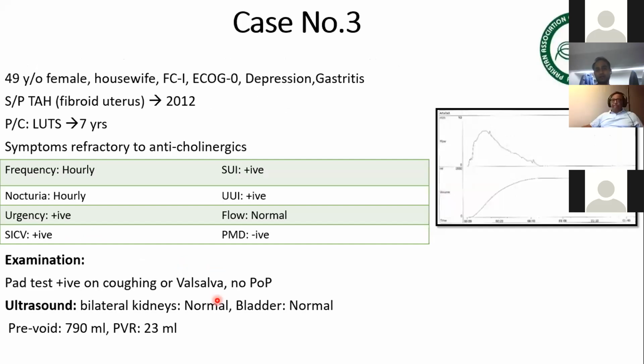Moving on to case number 3, this is the case of a 49 year old female. She has a history of depression, underwent a hysterectomy for fibroid uterus, and she presented to us with a history of lower tract symptoms, with basically the voiding symptoms which were refractory to anticholinergic medications, having both stress urinary incontinence and urge urinary incontinence. On examination, the pad test was positive on cough. There was no pelvic organ prolapse. Bilateral kidneys were normal, and post-void residue was only around 23 mL with a voided volume of 790 mL.